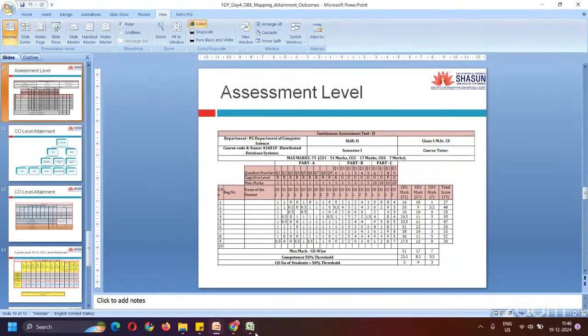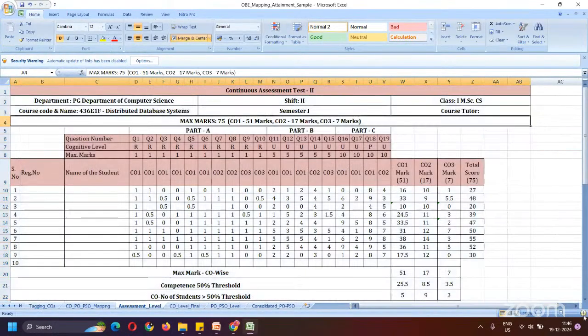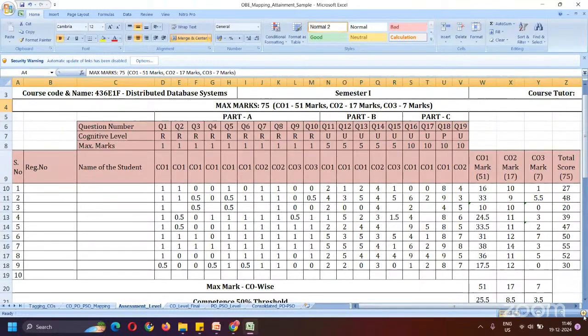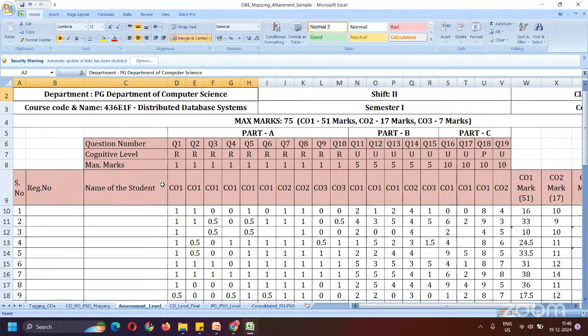so that you can clearly see that. So this is the assessment level attainment, and how we are going to map it. Hope you're able to see my Excel clearly. Yes, ma'am. Okay, thank you.